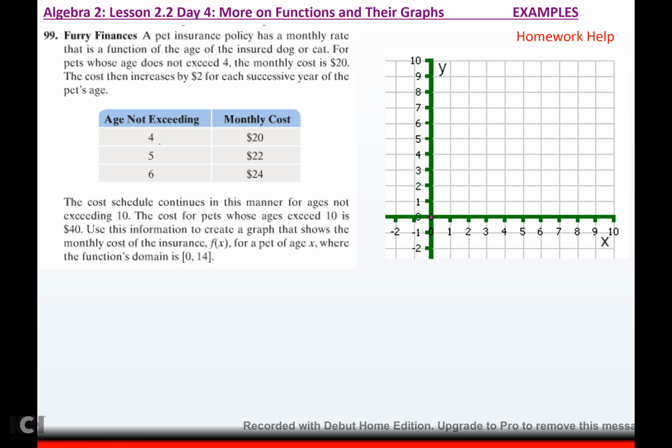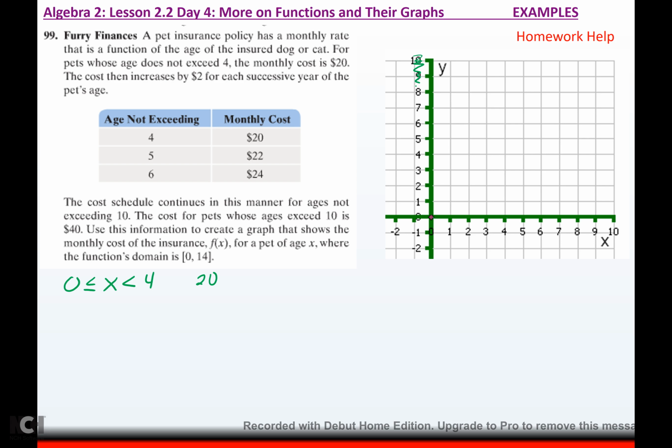Okay, so if your pet is between 0 and 4, but it can't exceed 4, so that means 4 can't be included, okay? Then your cost is $20. So if I graph that from 0 to 4, it's $20. And what was I thinking about my y-axis?